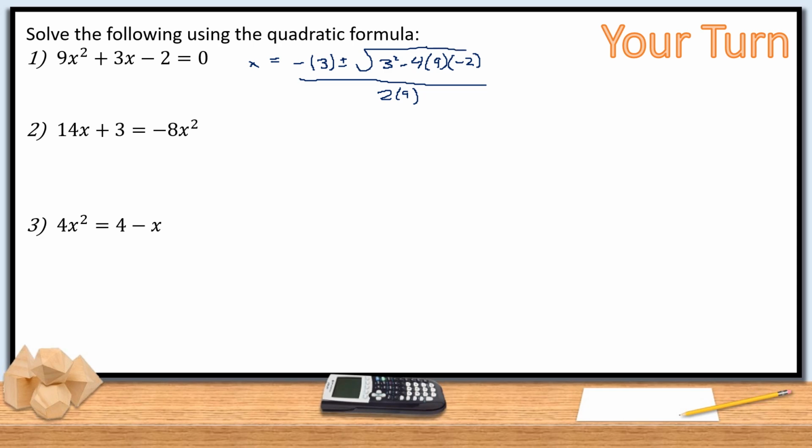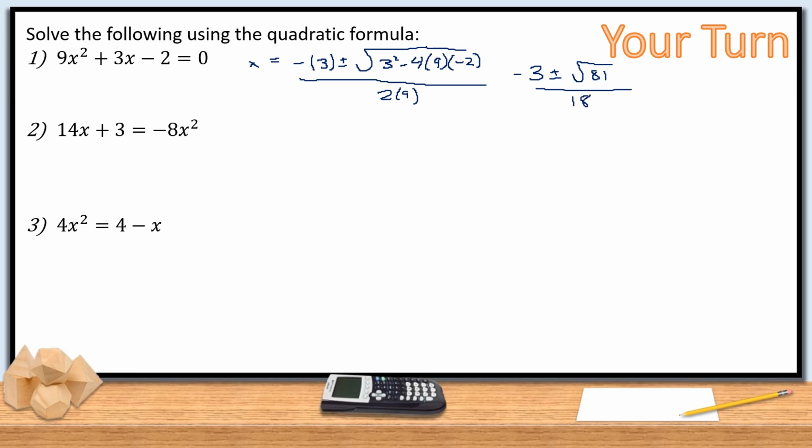There's going to be two solutions here. All right, so we got minus 3 plus or minus... Let's do what's inside the square root. So we got 3 squared, which is 9. And then 4 times 9 is 36, times 2 is 72. So we're going to have minus 3 plus or minus the square root of 81 all over 18.